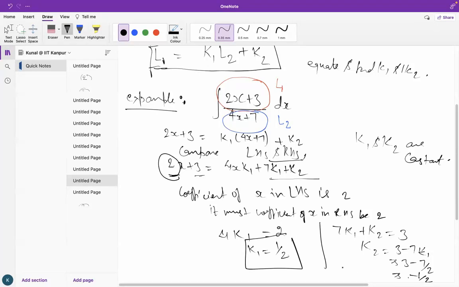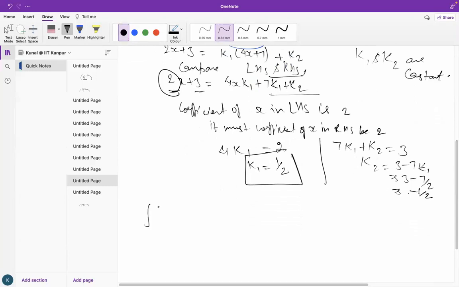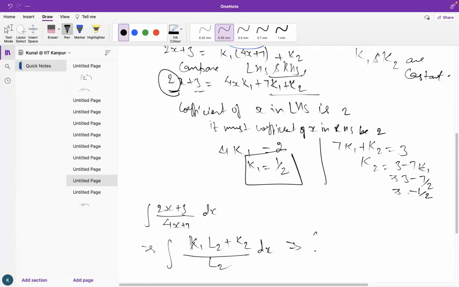So now let's move to its integration. We have to integrate 2x plus 3 by 4x plus 7 dx. What I just did is write the linear function in the numerator in the form of the denominator function. So we can treat it as k1 linear 2 plus k2 by linear 2 dx. If we put the values of k1 and k2, our k1 value is 1 by 2, the linear 2 function is 4x plus 7, and k2 is minus 1 by 2, divided by 4x plus 7 dx.